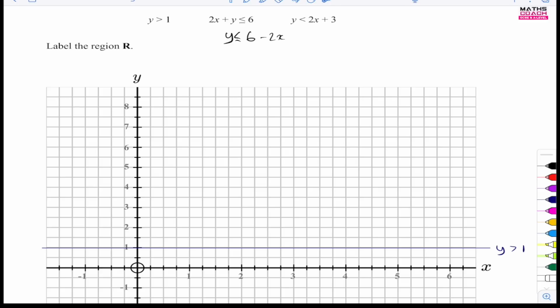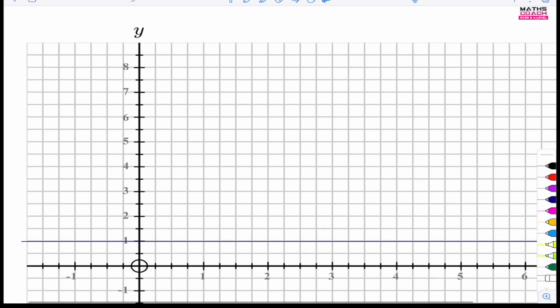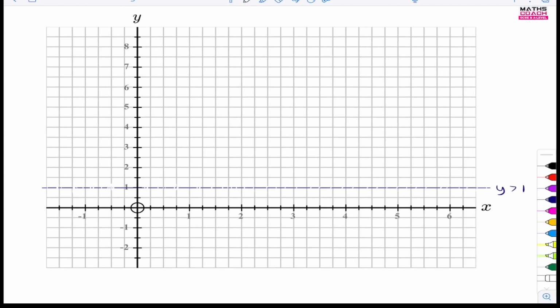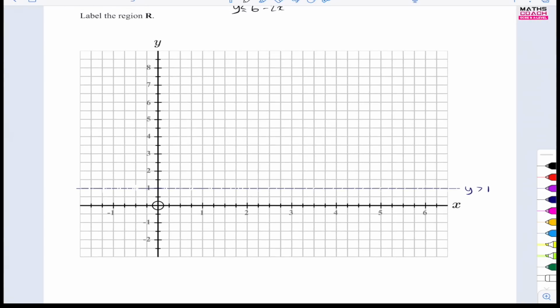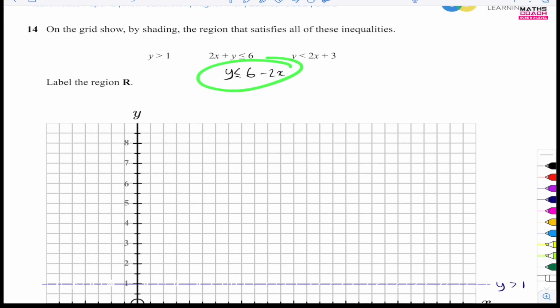Now, very quickly, does my line have to be dash or solid? Does it have to be a dash line or solid line? If it is just greater than and not equal to, just greater than, then you draw a dotted line. So there you go, guys. I've added some dashes to my line, as you can see. That's all good. Now I'm going to draw this one. So what does this look like?